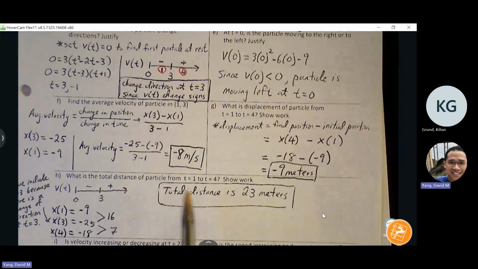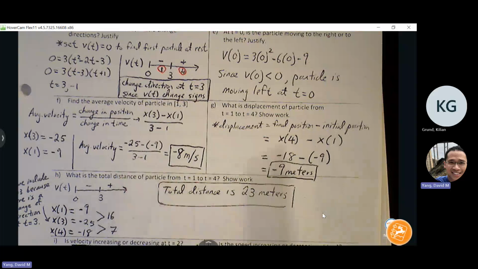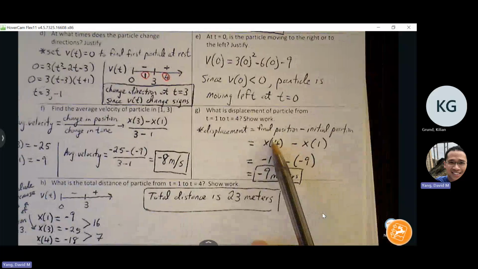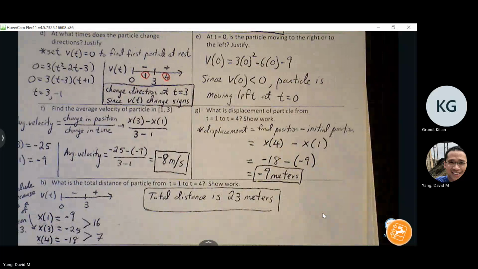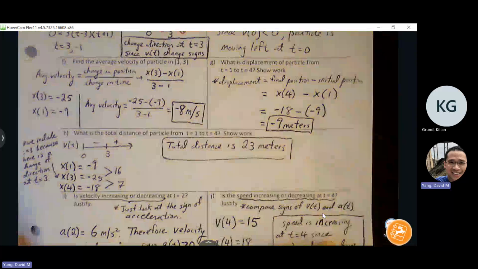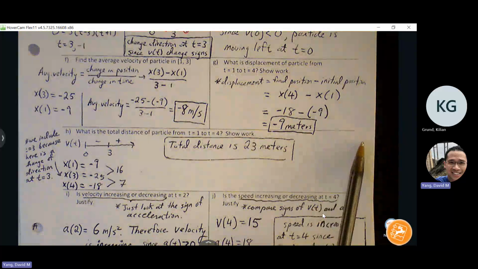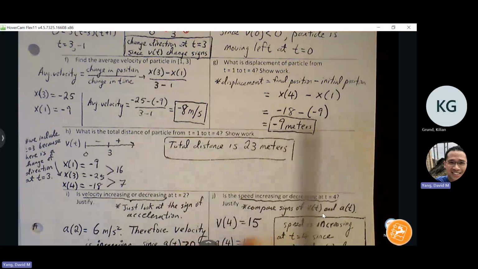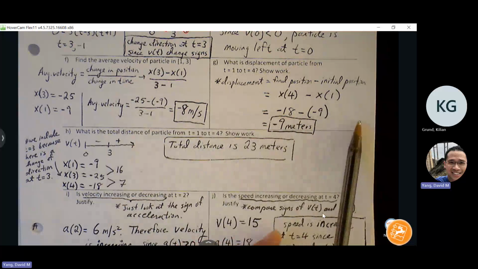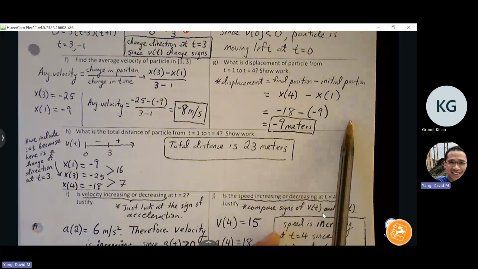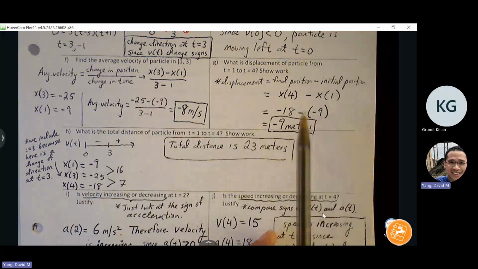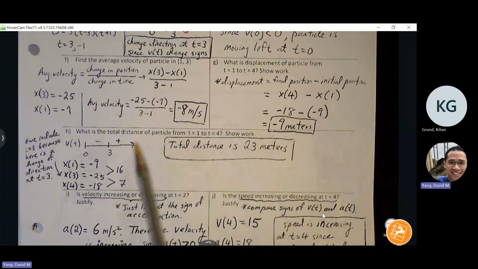And then for h, what's the total distance from 1 to 4 seconds? So we know that total distance is similar to displacement, but if there's a change in direction, we have to basically know where he changes direction so that we can count, right? Because otherwise, if he's going forward and backwards, we have to know where he changes direction so that we can make sure that we count every movement that he makes as a positive value.